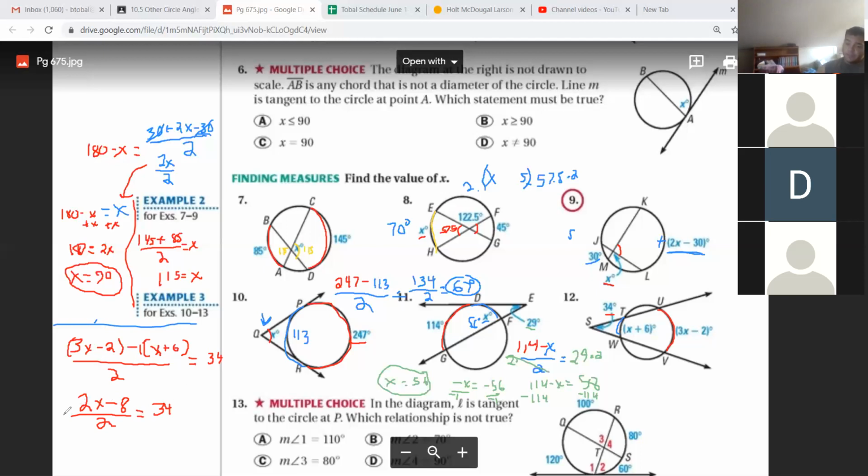So let's times 2 on both sides. Cross these out. We got 2x minus 8 equals 68. Plus 8 on both sides. 2x equals 76. Divided by 2 on both sides. It's a bit sloppy, but divided by 2 on both sides. X should equal 38.